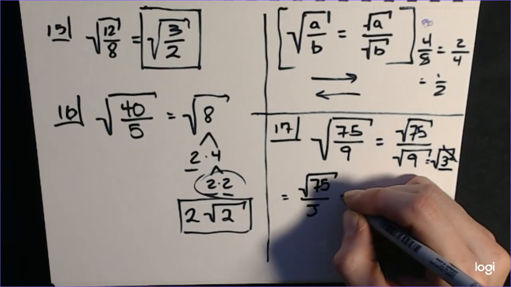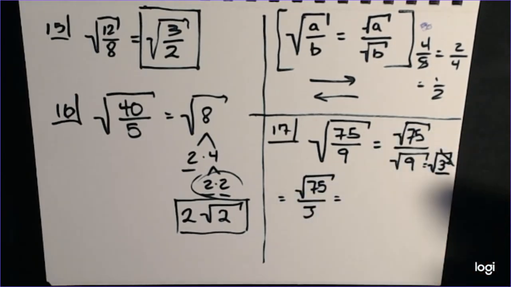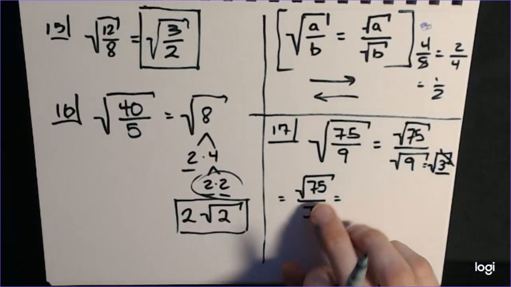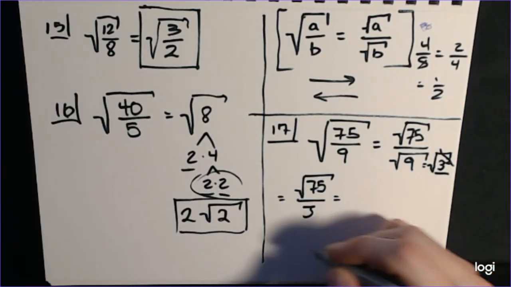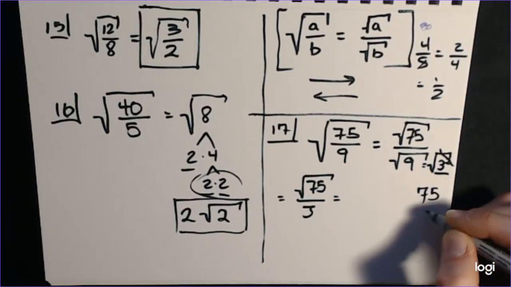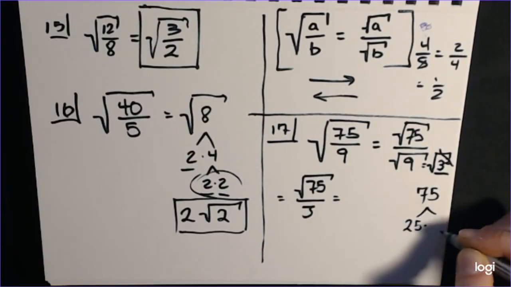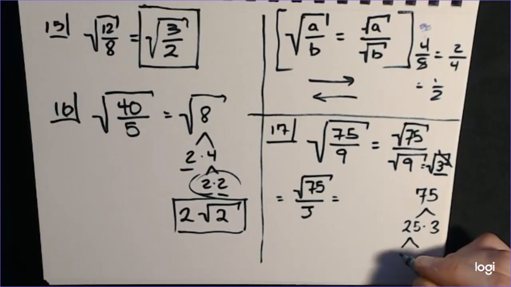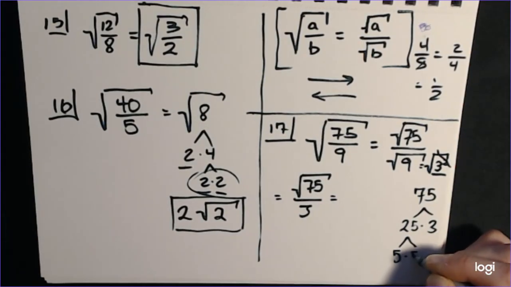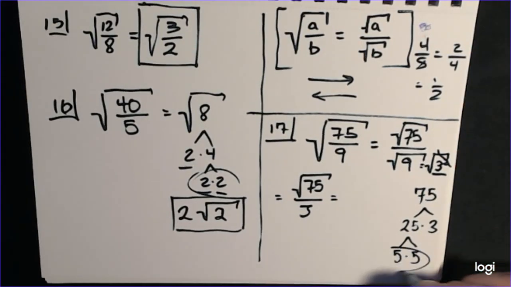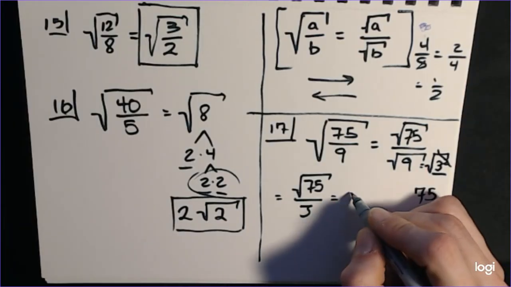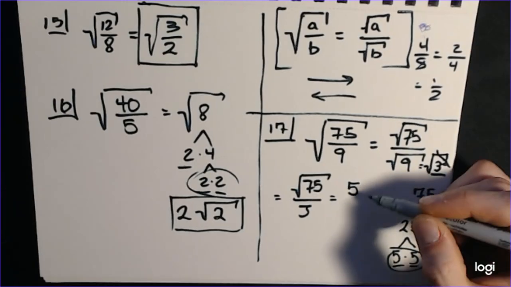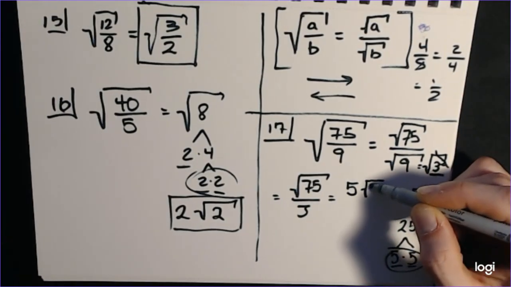Now I always say in class that I'm used to thinking about quarters in my day-to-day life handling change. So 75 I'm going to break up into 25 times 3. And 25 is a perfect square. It is 5 times 5. So we get a pair of 5s that we're able to remove from the radical. And then we still have this 3 left over. So we rewrite the radical, and that 3 just remains.